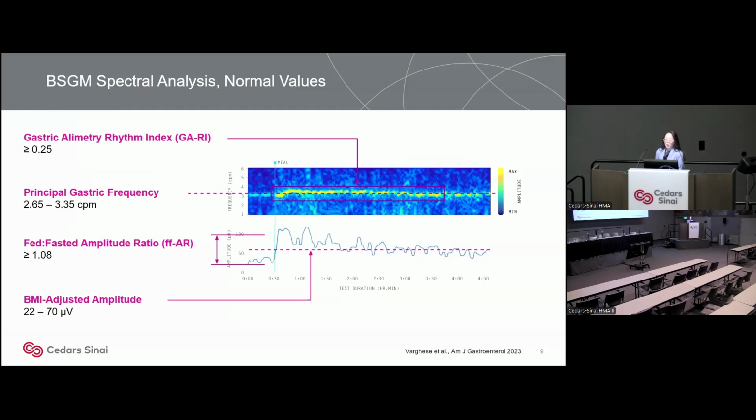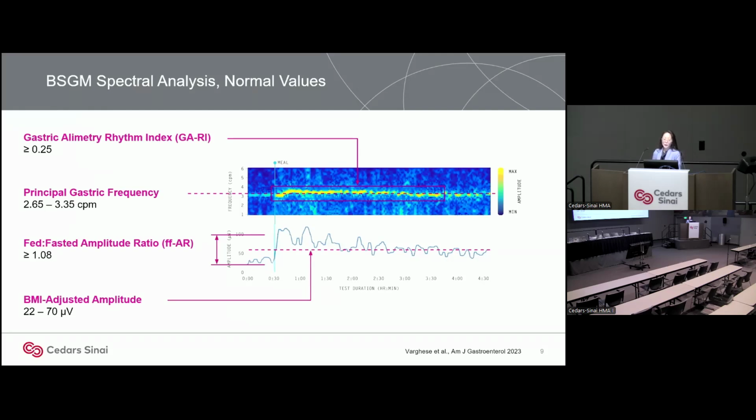One of the most important numbers that we see in the spectral analysis is the gastric alimetry rhythm index, normal being greater than or equal to 0.25. The rhythm index tells us how stable that frequency and amplitude is. Like we can see in this example of a normal, we want to see a yellow line which indicates a higher amplitude, and we want that line to be fairly stable, fairly horizontal.